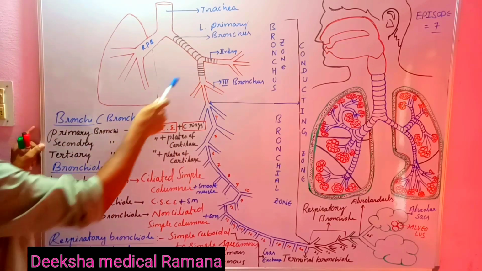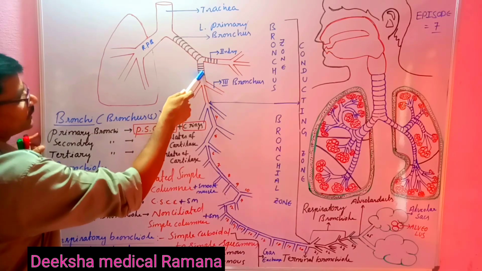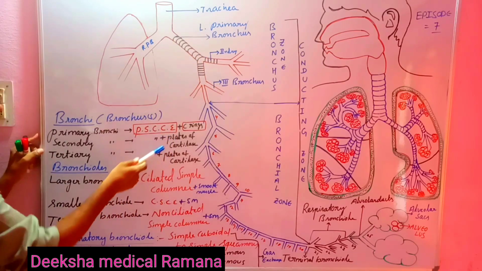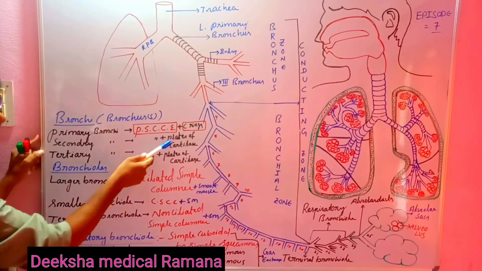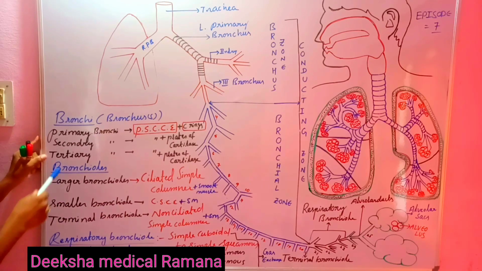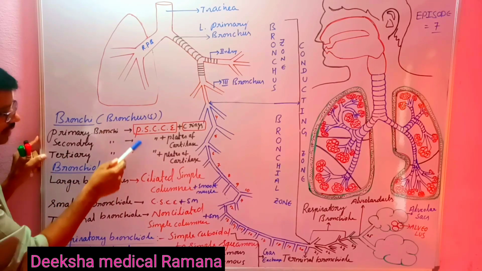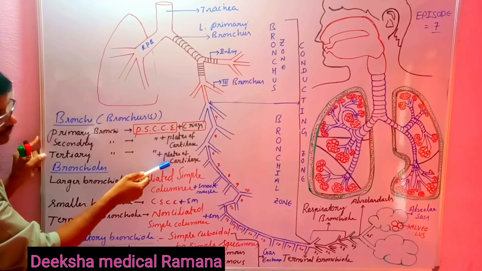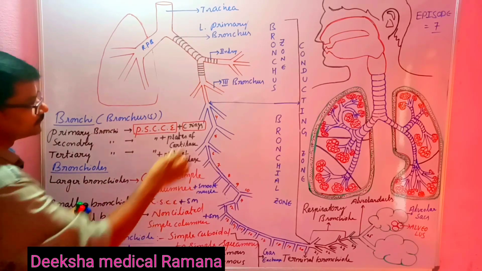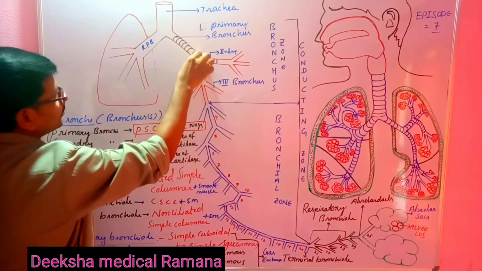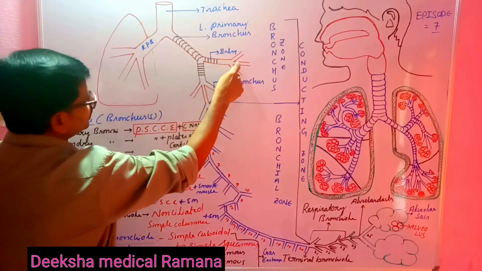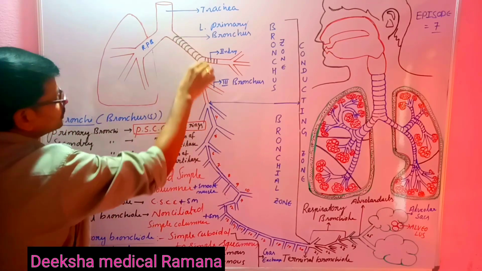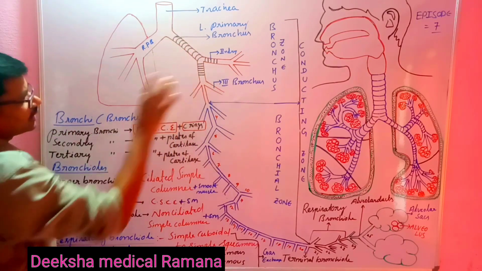That means when you come to the secondary bronchi, the C-shape becomes flat, and plates of cartilage are present. It is also made up of hyaline cartilage only. Next, the tertiary bronchi are lined by pseudostratified ciliated columnar epithelium with plates of cartilage. So up to here, this is the primary bronchi, this is the secondary bronchi, this is the tertiary bronchi.